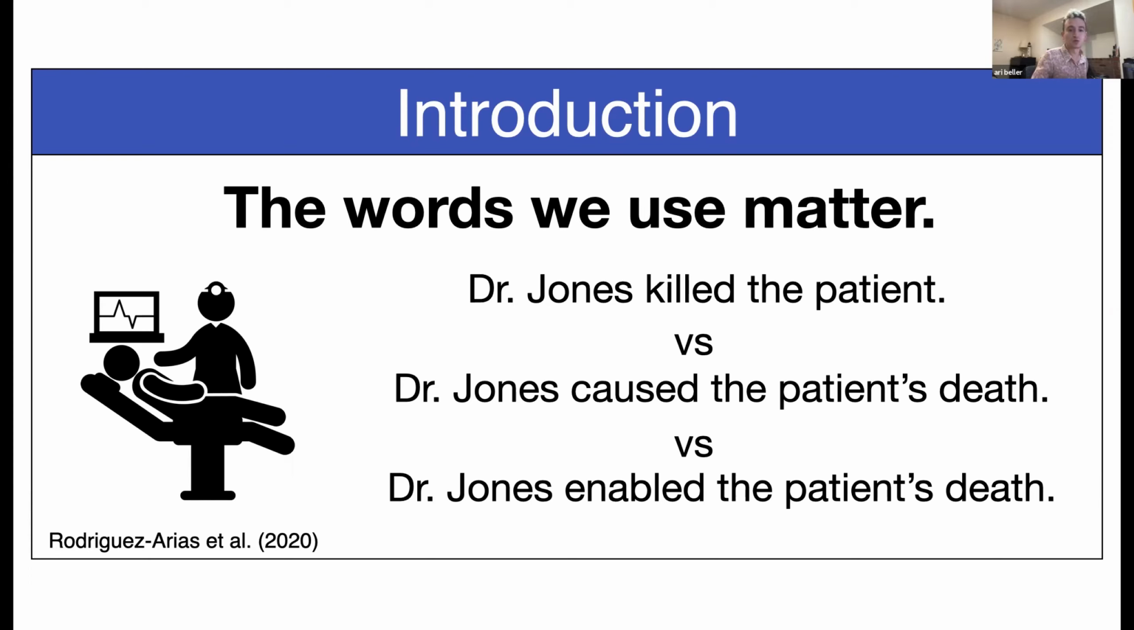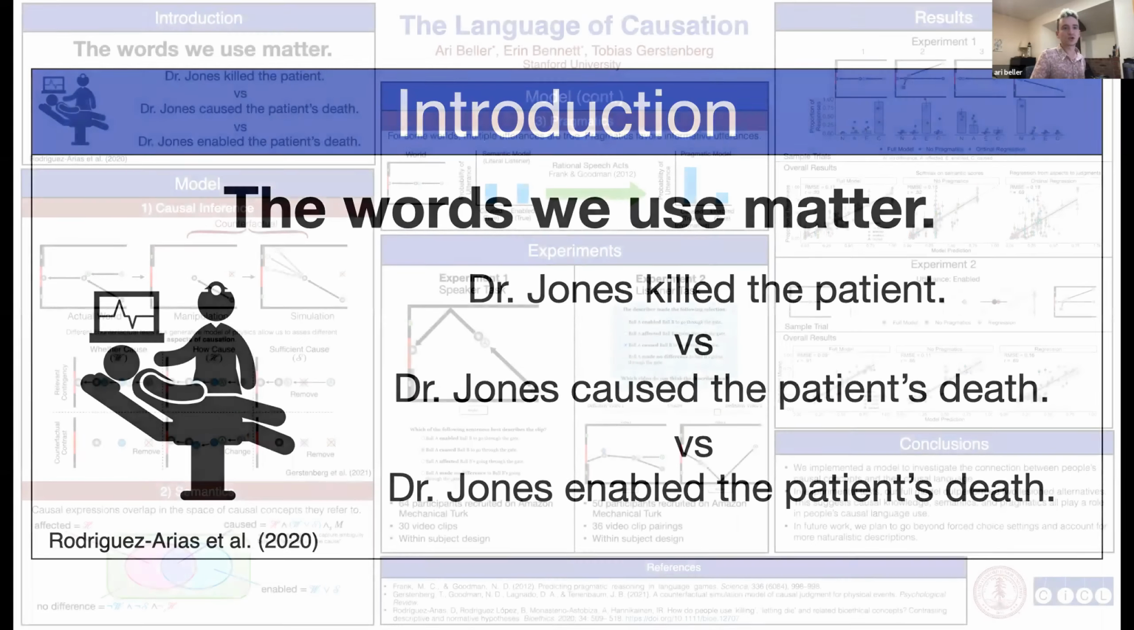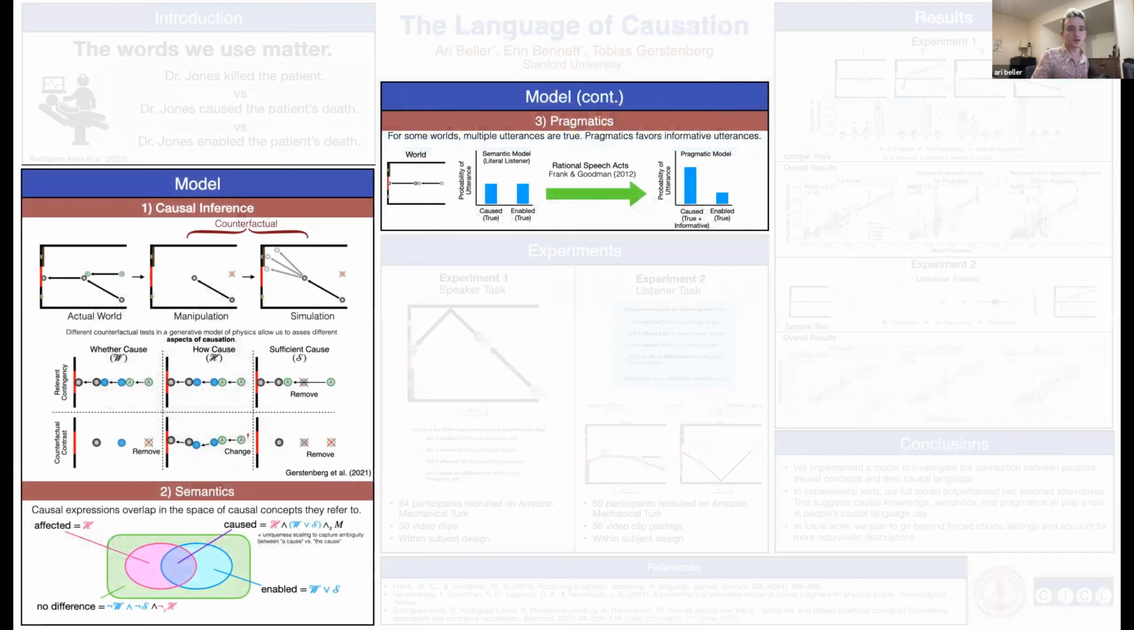In this project, we're interested in understanding how these subtle differences in language track meaningful differences in causal concepts. To try and get at this question, we designed a model that links people's causal language to their underlying causal concepts. Our model has three components: a causal inference component, a semantics component, and a pragmatics component.